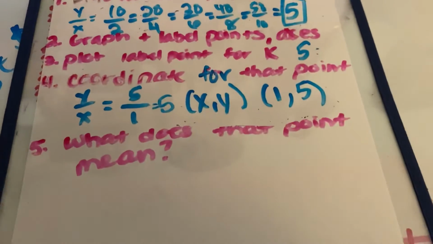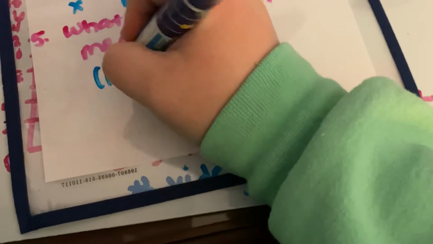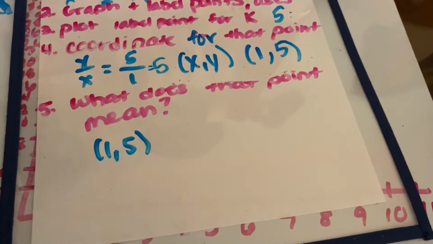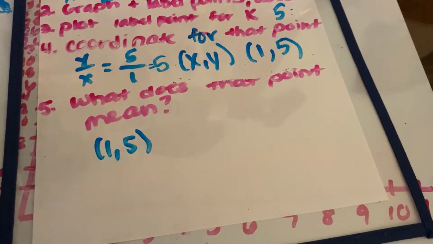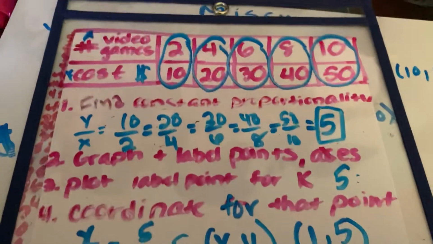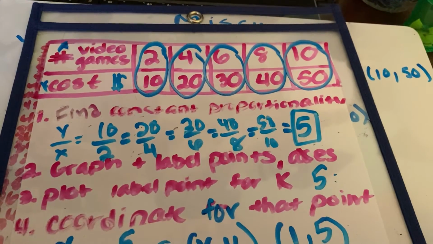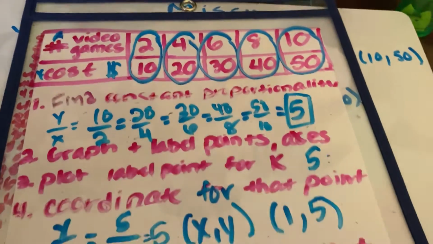All right, let's finish off this problem. The last question says, what does that point mean? So it's asking you, what does the point (1, 5) mean? Well, we talked about it, that it's x, y. So let's go back up to our table. What does our x mean and what does our y mean? Our x means the number of video games and our y means the cost.